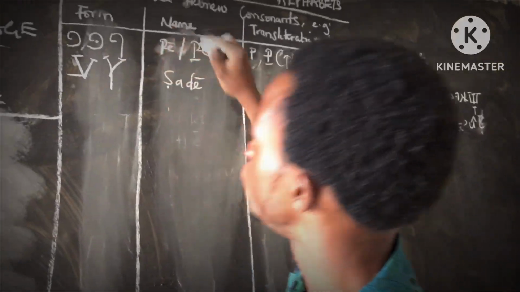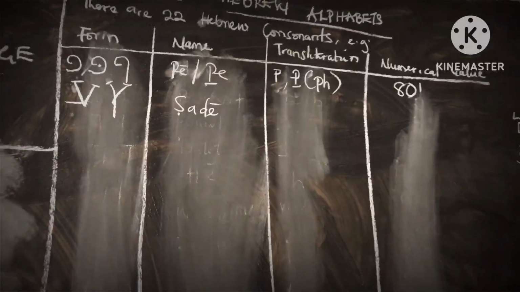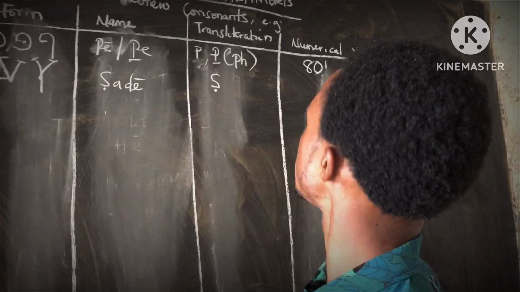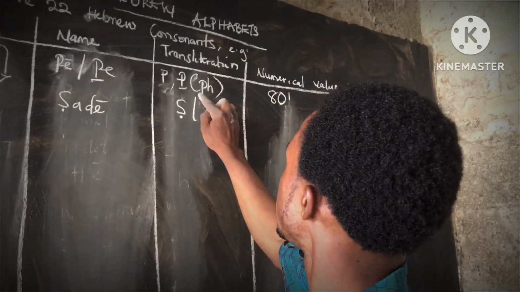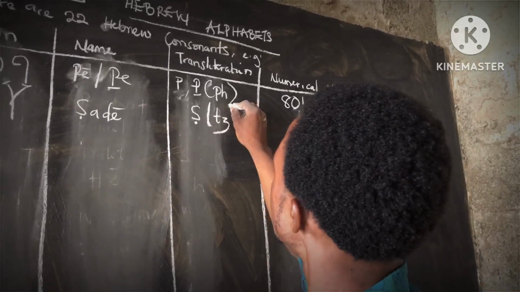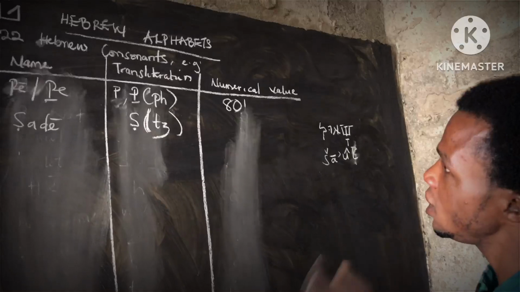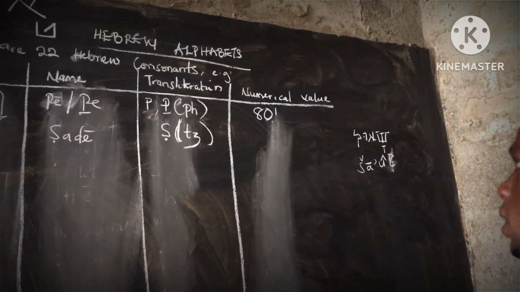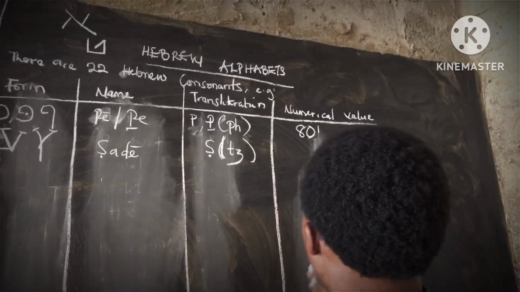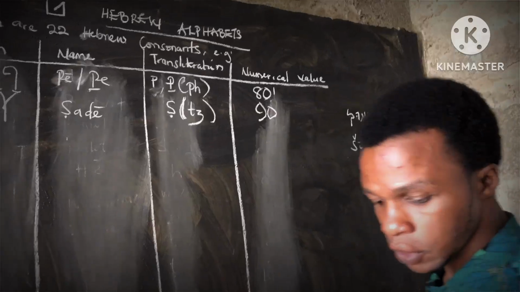It changes its form to that, just like Y. That simply represents S with a dot, just like TZ or TS. And it is number 90. So let's move on to the next one.